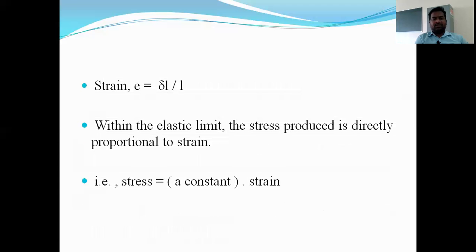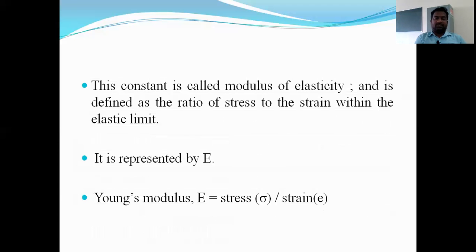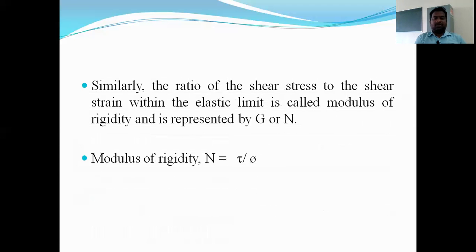So we can easily tell that it is delta L by L. Within the elastic limit, the stress produced is directly proportional to strain. So that is the Young's modulus. Stress is equal to a constant into strain. A constant means we know it is a Young's modulus. Young's modulus is equal to stress by strain. It is represented by E, Young's modulus. Similarly, the ratio of shear stress to shear strain is called modulus of rigidity.